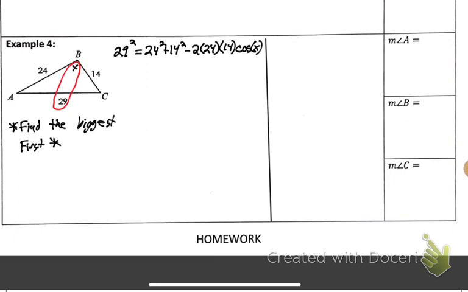Now, this is the hardest way to use the law of cosines because I can't throw that whole thing in my calculator. I have to work it bit by bit. So I have to simplify that 29 squared. I have to simplify these 2 things. I have to do that multiplication here. So let's help me out real quick.